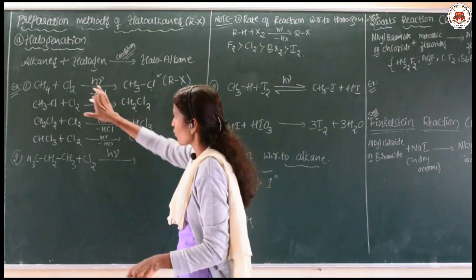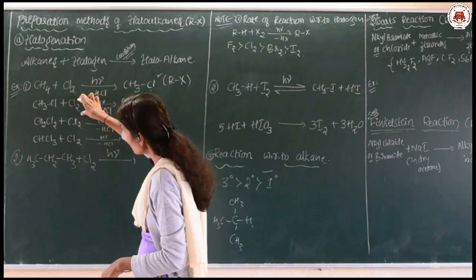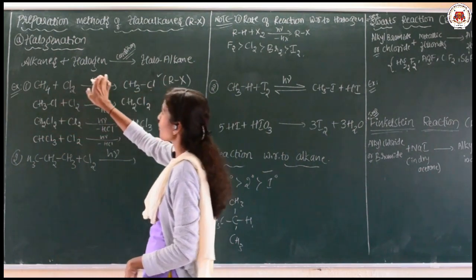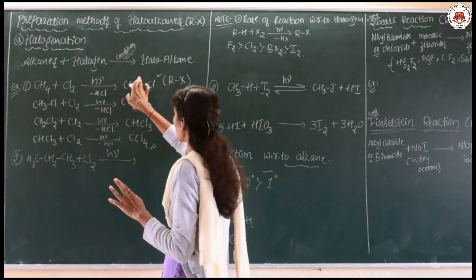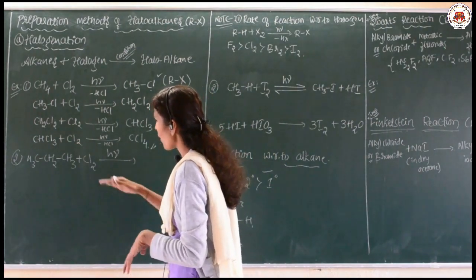So in halogenation we are adding the halogen to the alkanes in presence of sunlight in order to get the haloalkane compound. Clear? So let me tell you one more example.